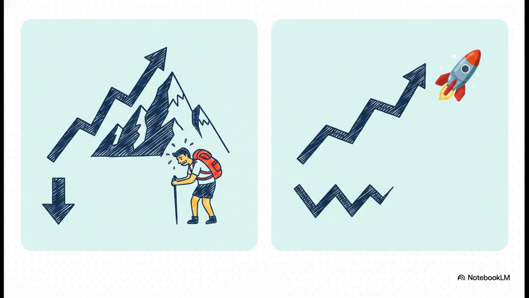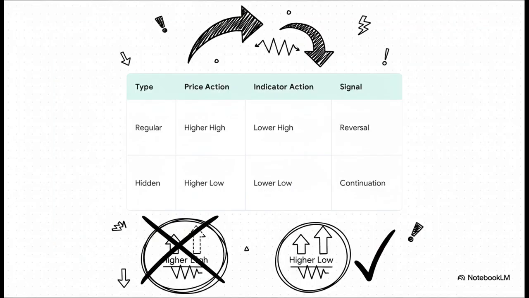You always want to connect the exact tips of the wicks on your price highs or lows, and then map that line straight down to the exact corresponding peaks or valleys on your RSI or MACD line. You need absolute precision here, folks, because the opposing mechanics of these two setups tell two completely different stories about what the market is getting ready to do next. And that brings us to the crucial point. How do we actually interpret those stories?